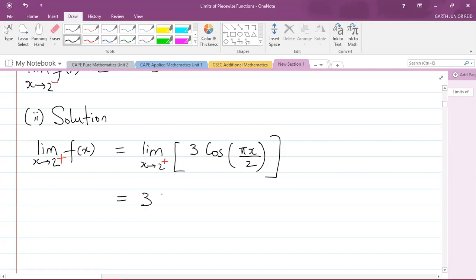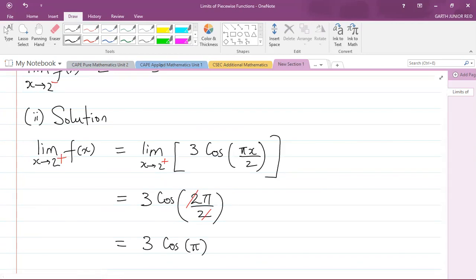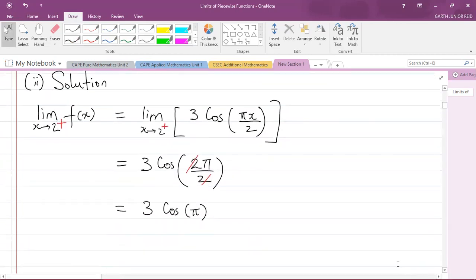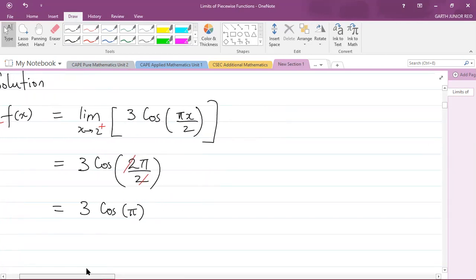So you have 3 times the cosine of pi times 2, which is the same as 2 pi over 2, and clearly we can see that the 2's here will cancel out, which will give me 3 times the cosine of pi. Now, what is the cosine of pi? You should remember that from trigonometry.